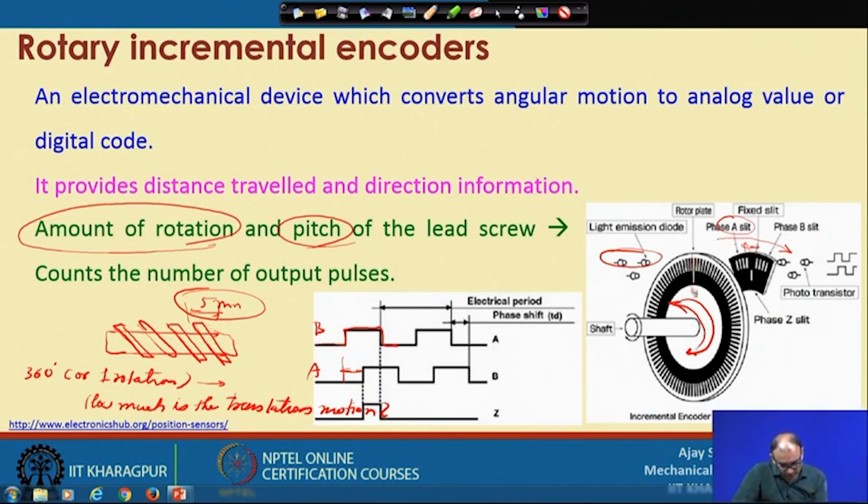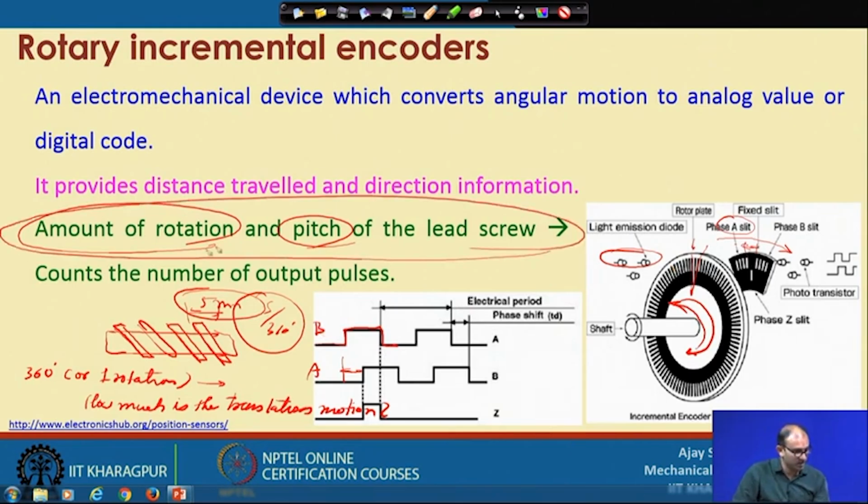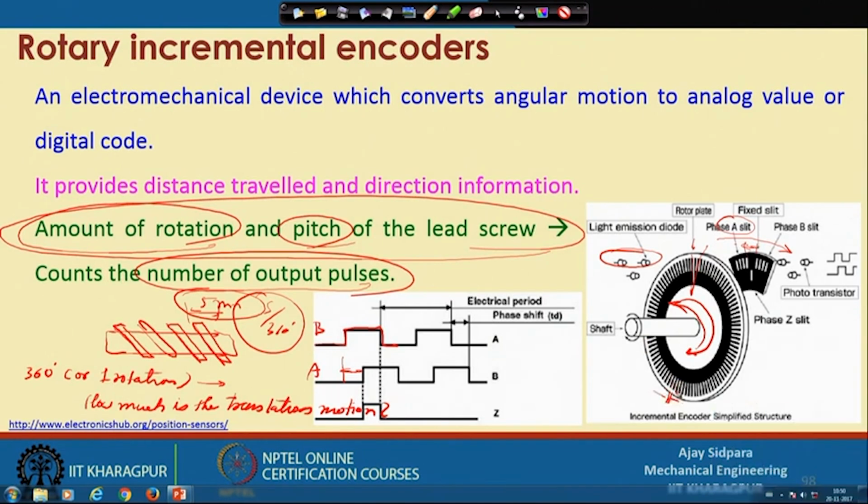But if you move just 1 degree or 2 degrees, then you have to divide 5 by 360 degrees, so that you get the motion for one degree in that particular direction. So, whatever motion you are getting, you have to back calculate from the rotation and the pitch of the screw, and whatever count you are getting, that count is the number of output pulses. One pulse equals the distance between these two things, that is, the spacing between the black color and the white color.